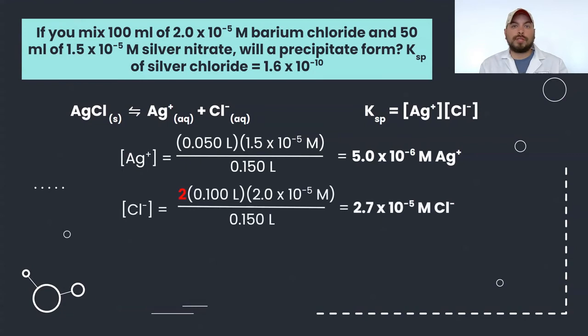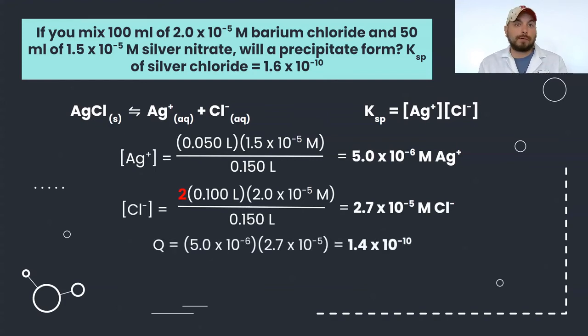Be careful with this chloride ion concentration because barium chloride is BaCl2. We need to make sure we're multiplying the number of moles of chlorine by 2. So in other words, it's going to be 2 times the molarity of barium chloride to get the concentration of chloride itself. I'm going to end up with a concentration of chloride ions of 2.7 times 10 to the negative 5th moles per liter. I plug those values into my equilibrium expression to solve for Q.